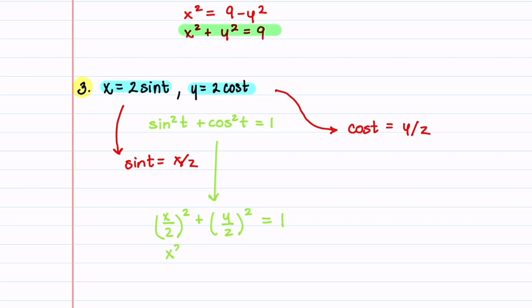This gives us x squared over 4 plus y squared over 4 is equal to 1. And if we multiply both sides of the equation by 4, we end up with x squared plus y squared is equal to 4. This is the equation for a circle of radius 2. I hope that you now feel more comfortable sketching plane curves and eliminating the parameter and can have the confidence to do some problems on your own.